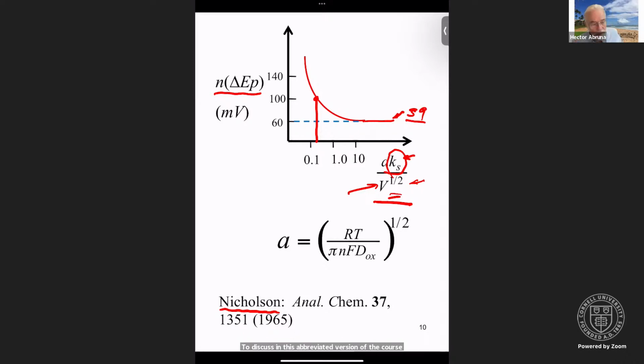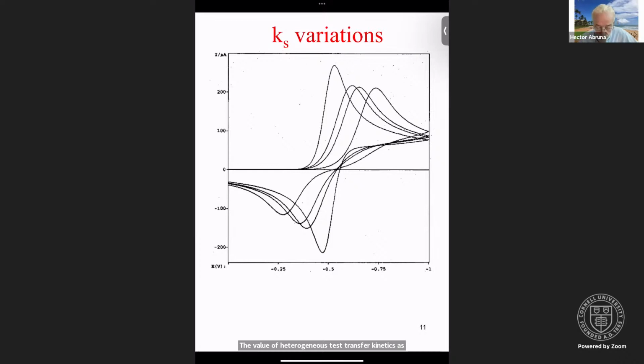So then the question is, how do these voltammetric profiles change as variables such as the value of heterogeneous charge transfer kinetics as well as others? So here is a plot. These profiles come from a program called DigiSim.